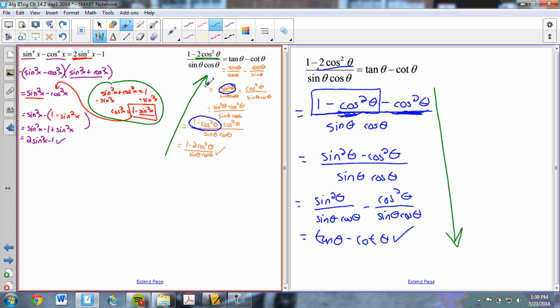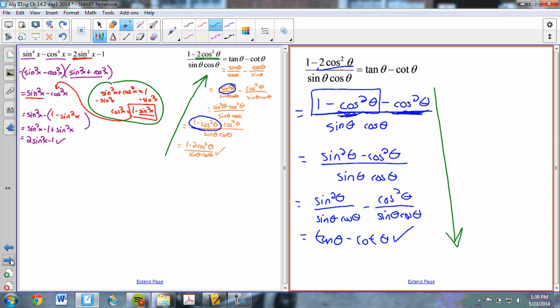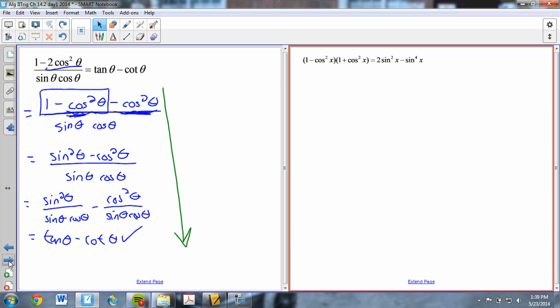Okay, last one. Would you like to try this on your own for a bit, or do it together? Okay, let's try it on your own. I'll leave this last one up here if you want to look at it.